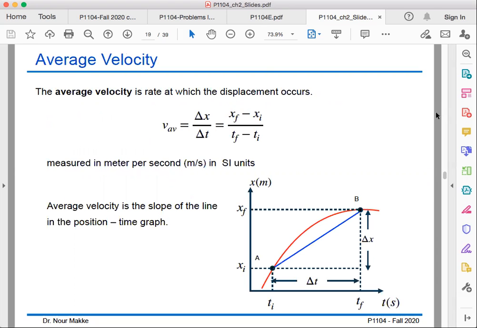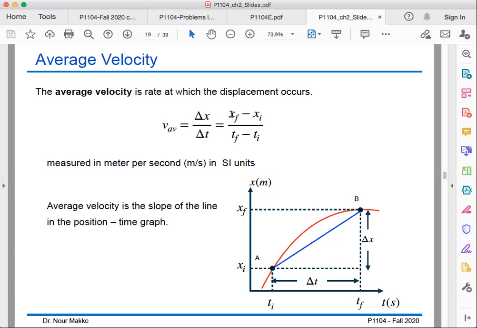So the average velocity is defined by the rate at which the displacement occurs, or in other words, it is the rate at which the position of the particle is changing. And when we say average, we mean that we are looking at a given time interval. So this is why the average velocity is defined by the ratio between the displacement, so how much does the position of the particle change in a given time interval. And so it's nothing else than x final minus x initial divided by t final minus t initial.